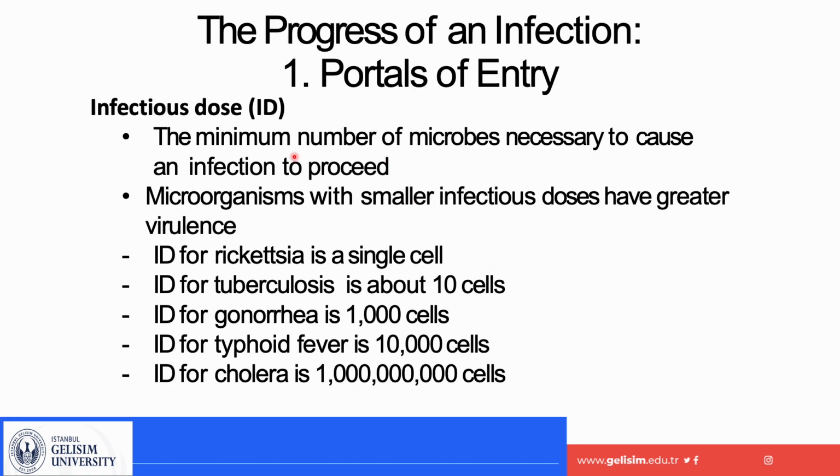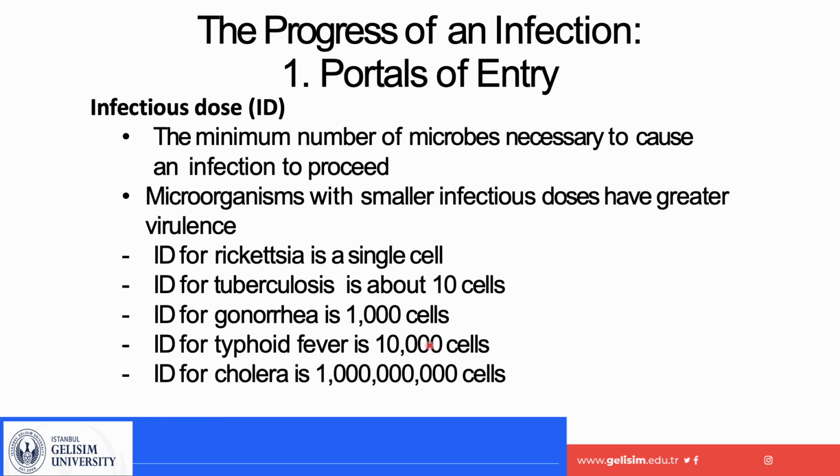All right, so the infectious dose refers to the minimum number of microorganisms that are needed to cause an infection. Generally speaking, microbes with smaller infectious doses are considered to be more virulent. For example, if you look at Rickettsia, just one cell is needed to cause an infection. While if you look at cholera, it's 1 billion cells. And then everything in between. For tuberculosis, you need 10 cells.